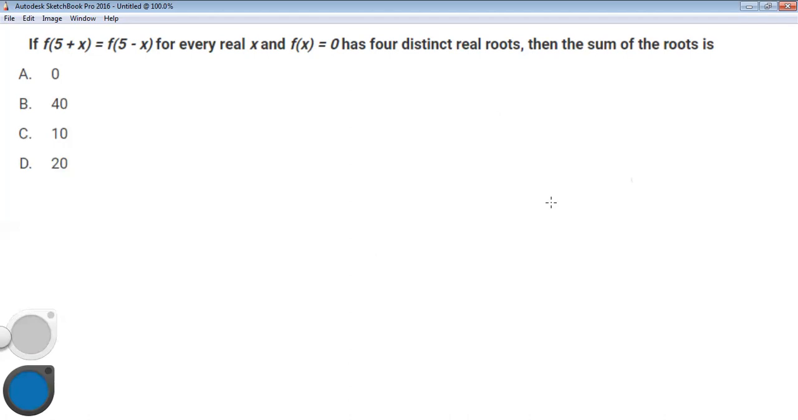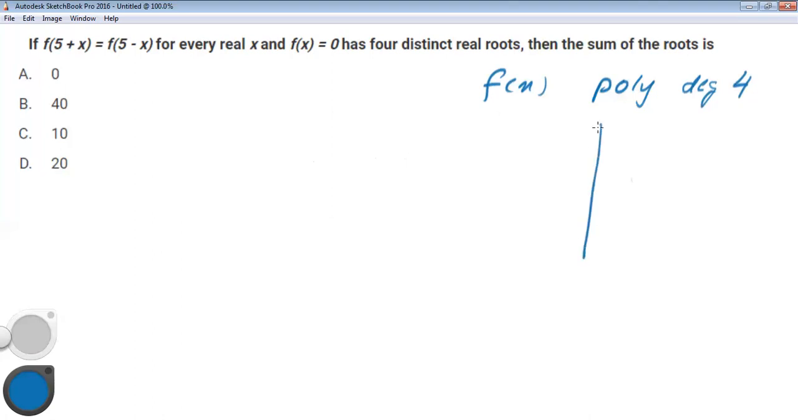So as it has been said that f of x equals 0 has 4 distinct real roots, then f of x is nothing but a polynomial of degree 4. It has to be, right? Only then it has got a maximum of 4 roots. And since there are 4 distinct roots, now you need to understand it a bit graphically.